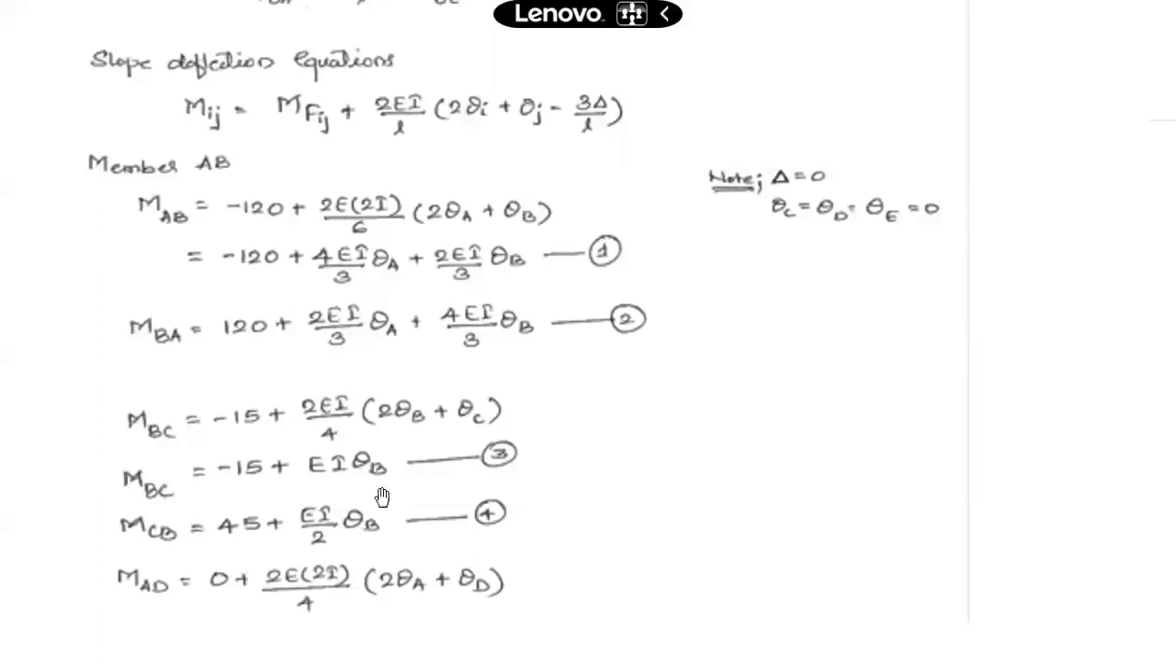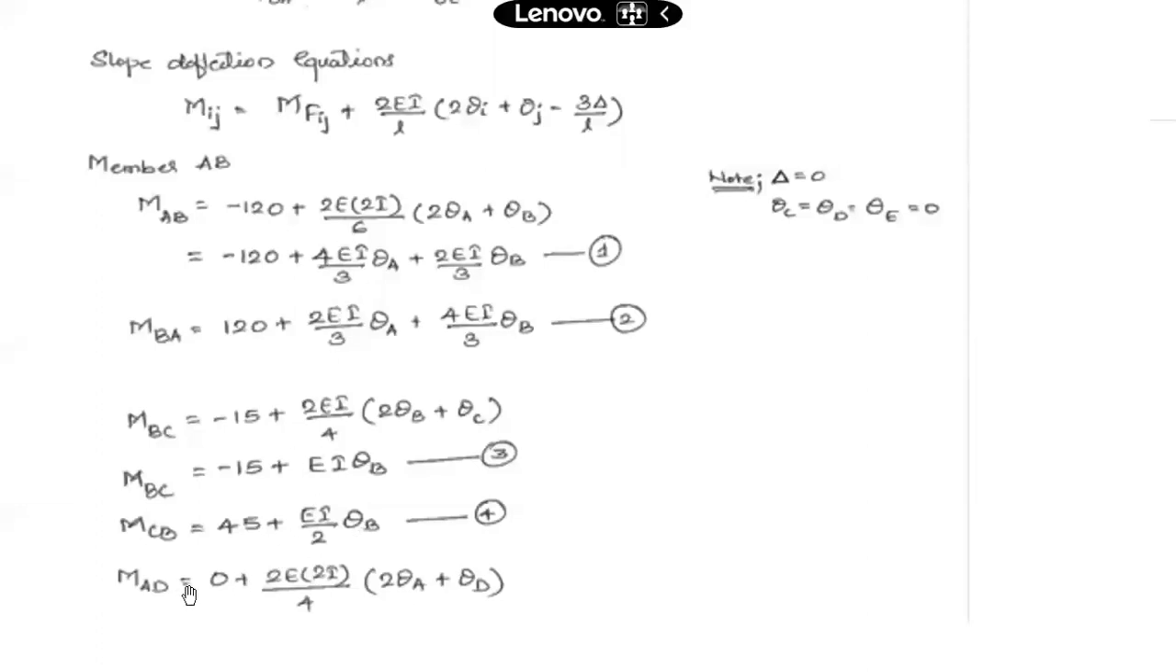MCB, what we have, MFCB is 45 kilonewton meter plus EI by 2 into theta B. Theta C is 0. What we have is 2EI by 4 into theta B plus 2 times theta C. Theta C being 0, it will vanish out. We'll be left with MCB equal to 45 plus EI by 2 into theta B. So this is the fourth slope deflection equation.